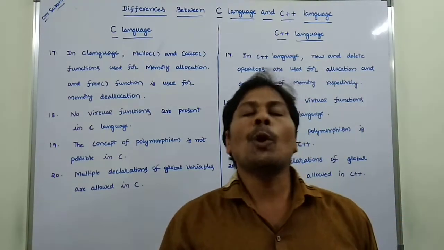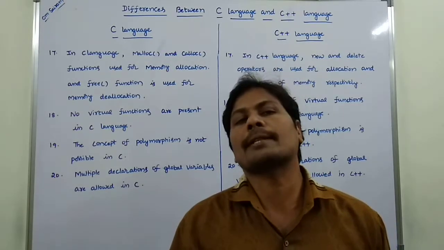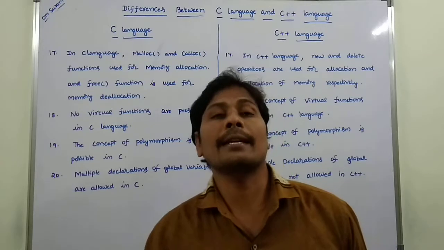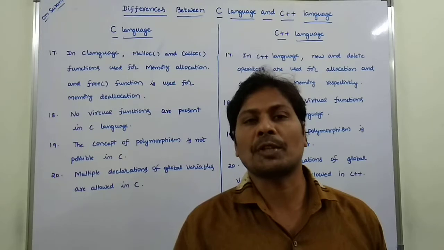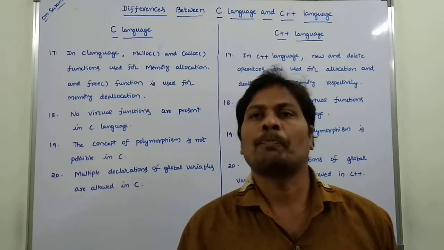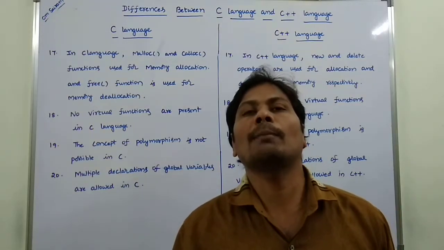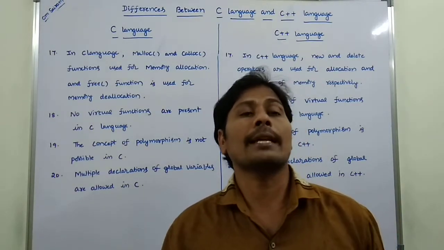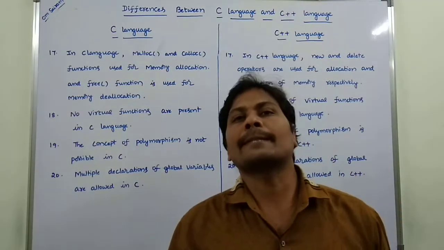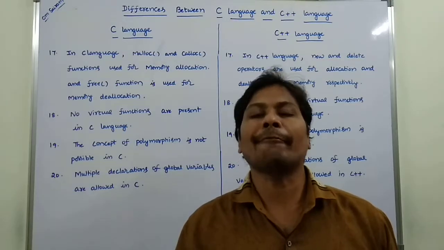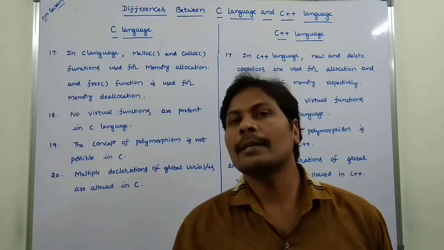Next one, there is no virtual function concept in C language, whereas in the case of C++ language we have the virtual function concept. Next one, the polymorphism concept is not available in C language, whereas in C++ the polymorphism concept, poly means many, morph means many forms, is available.